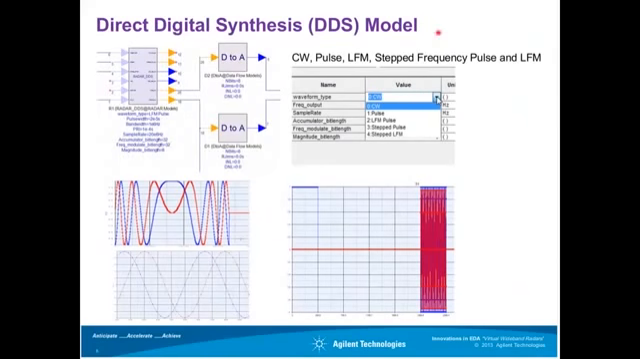So next key model is the direct digital synthesis, DDS model. When you design your phased array or MIMO radar, this model becomes very important to do the different signal generation on the baseband source side.